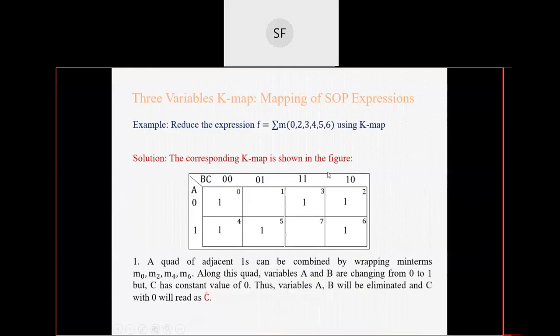So now we will see one more problem, because the more problems you see, the more your concepts will become clear. So again, I will just wait for a few minutes here on this slide. Just take a pencil and try the combinations. How many pairs or how many quads are possible for this K map? Just wait a couple of minutes here.